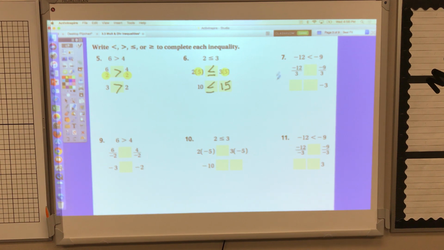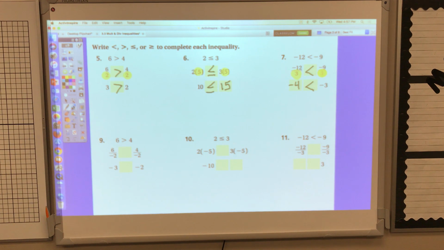The third one, number 7, we started with negative 12 is less than negative 9. What they're doing to both sides is dividing by a positive 3. So when I do this, negative 12 divided by a positive 3 is negative 4. My original symbol was less than. Down here we get less than. And the reason it didn't change was because this 3 was positive. Positive thing on both sides, positive multiplication or division, the sign stays the same.